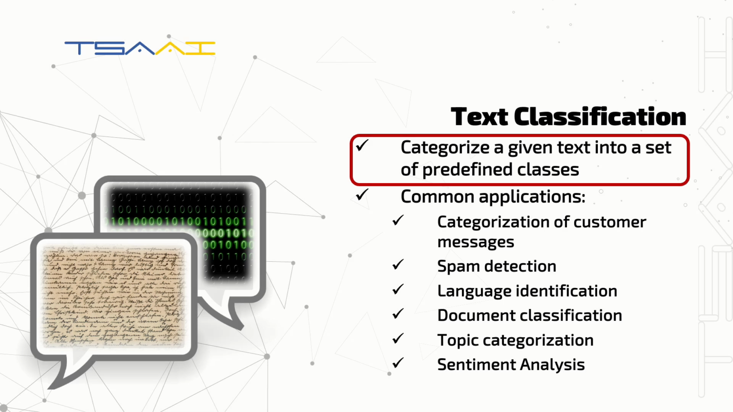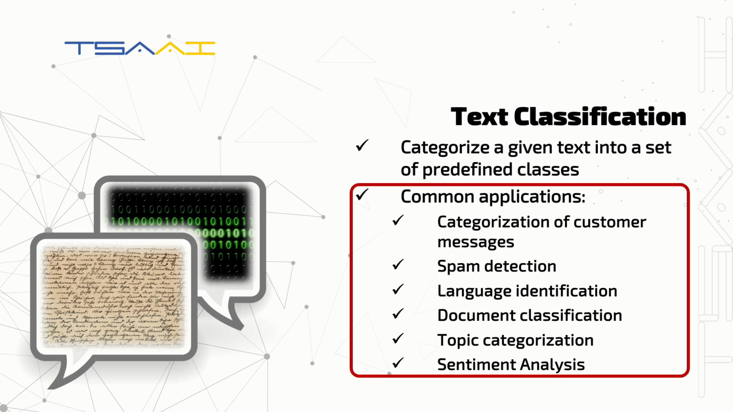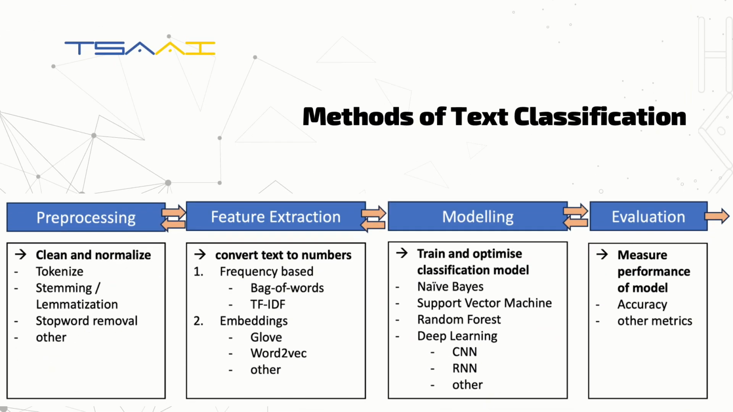posts, and more. Text classification assigns a text to predefined categories. Common applications include categorizing customer messages, for example, to automatically assign them to an agent, spam detection, language identification, document classification to identify relevant documents, topic categorization, for example, to organize news articles into specific categories, and sentiment analysis, which we will discuss later.